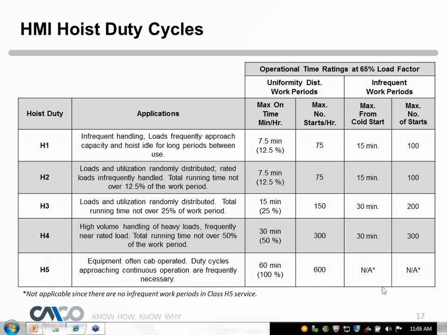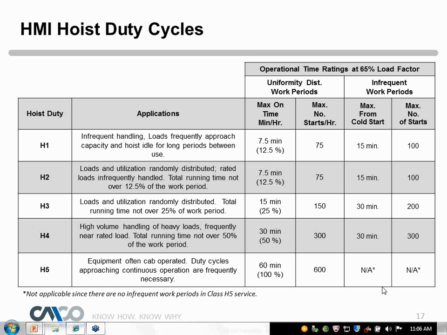So the operational time at an H4 duty cycle is 30 minutes per hour, or 30 minutes on time, when that hoist is lifting 65% of its rated load. Okay? And that's not 30 minutes continuous. It's 1 minute on, 1 minute off, okay? The other side of that is the number of starts. You can press the on button or up or down button 300 times per hour.